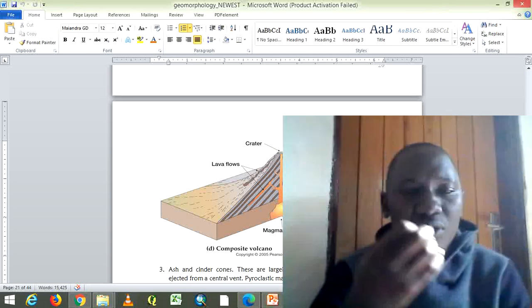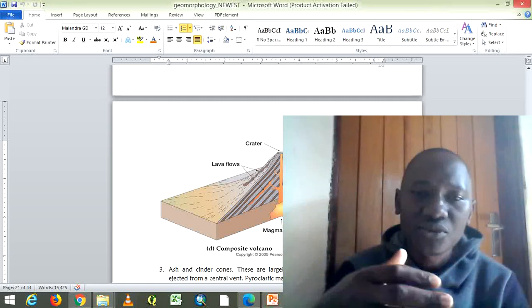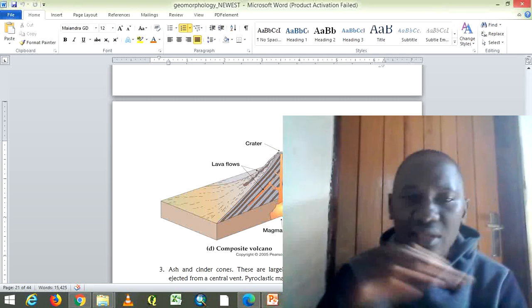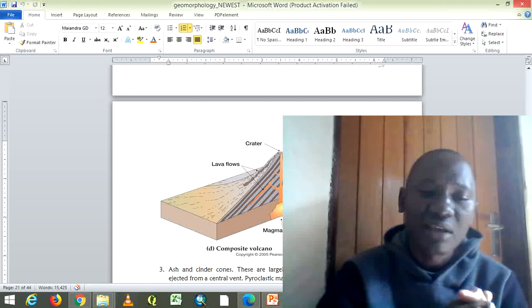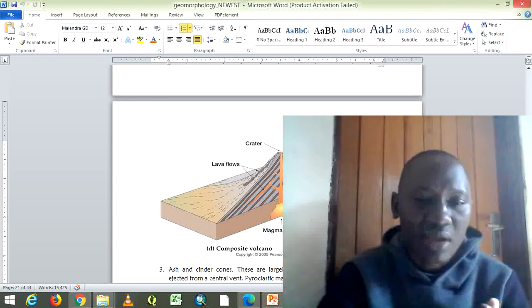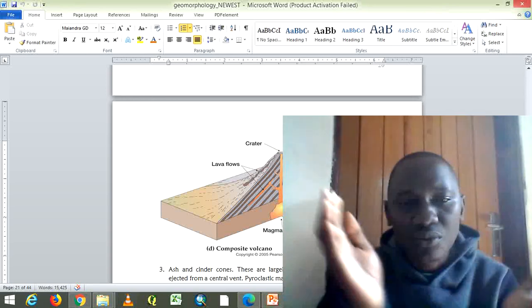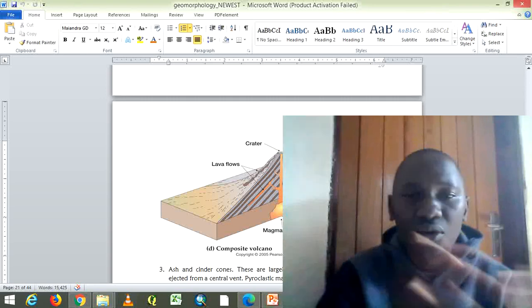Of course, the parasitic cones come about as a result of, after an eruption has taken place, a subsequent eruption, but then it finds the vent is blocked by the previous eruption. So this magma finds its line of weakness through the wall of the volcano and then extrudes on the side of the volcano to create what we call a conelet or a parasitic cone.